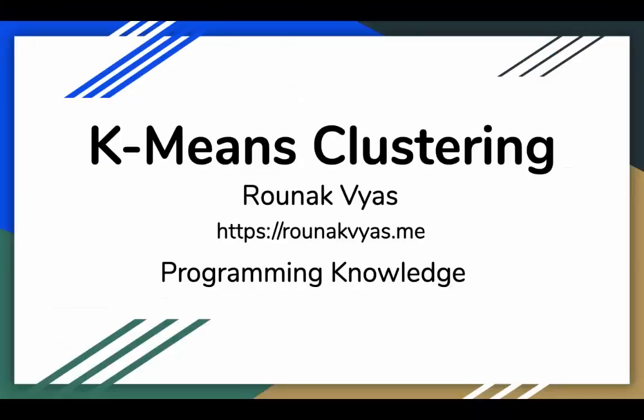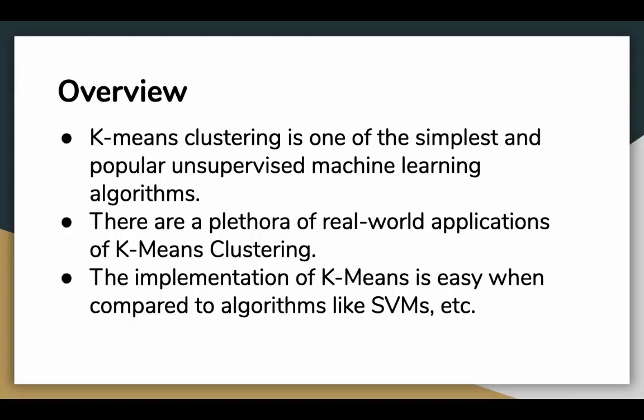In this machine learning playlist, until now, we have only talked about supervised learning algorithms, where we knew what the output or the target variable was. In this video, we'll explore an unsupervised learning algorithm called K-means clustering. K-means clustering is one of the simplest and most popular unsupervised algorithms, and there are a plethora of real-world applications of K-means clustering, which we will talk about in this video. And in the next video, we will see the implementation of K-means and how easy it is when compared to algorithms like SVMs and so on.